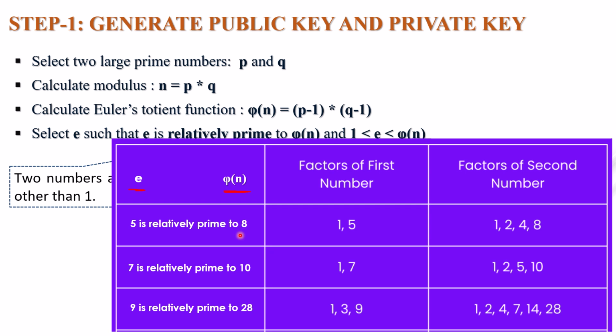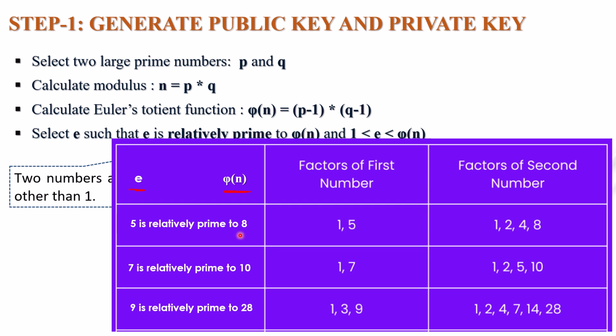It is very simple. Okay, we have to select E, which is less than the totient function of n and greater than 1. So 1 we are not able to select. In an examination you may get confused about what the value of E is, so this is the way you have to find the value of E.